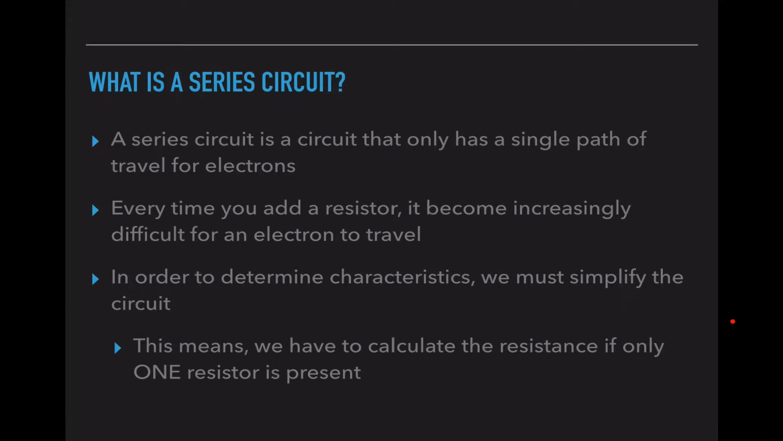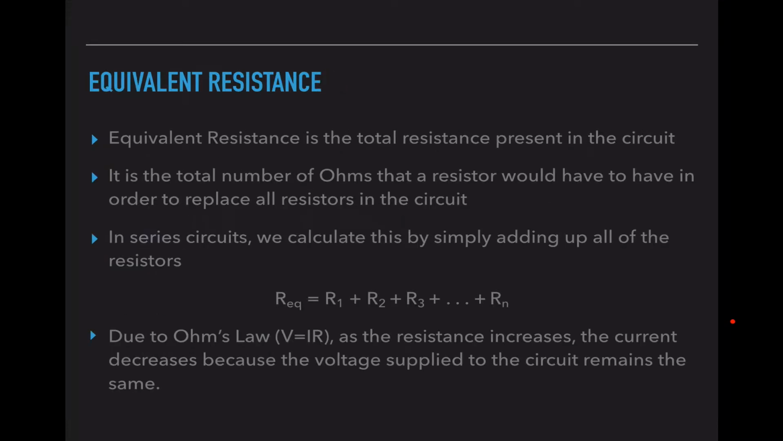In order to determine the characteristics, we must simplify the circuit. And in order to do that, we have to calculate the resistance if only one resistor was present. So like I said, there is one path of travel. Every electron must go through the same path. So when we see these resistors, we have to treat them a specific way. Equivalent resistance is the total resistance present in a circuit. It is the total number of ohms that a resistor would have to have in order to replace all of the resistors in the circuit.